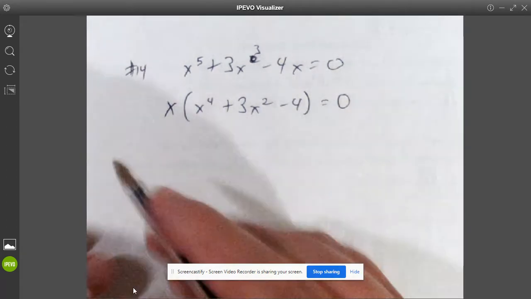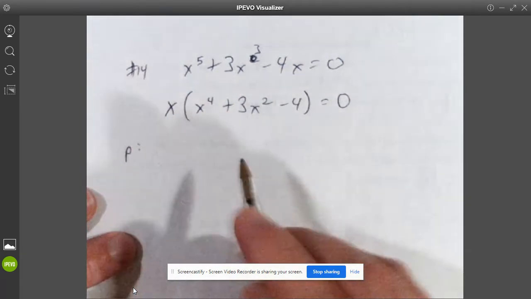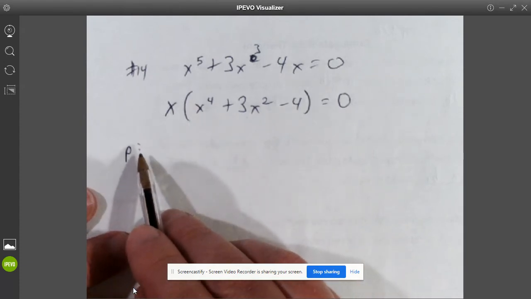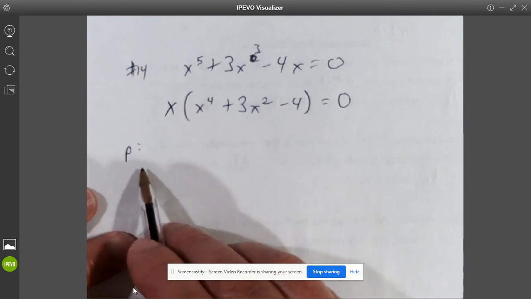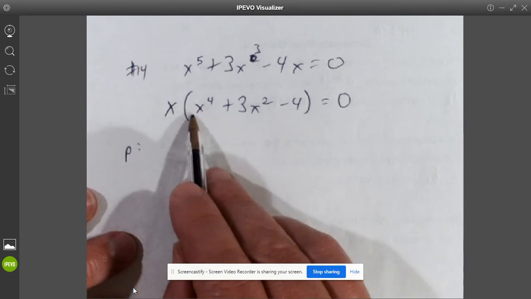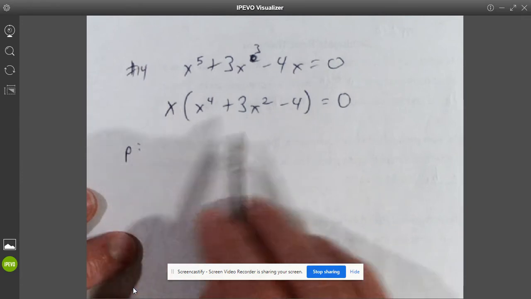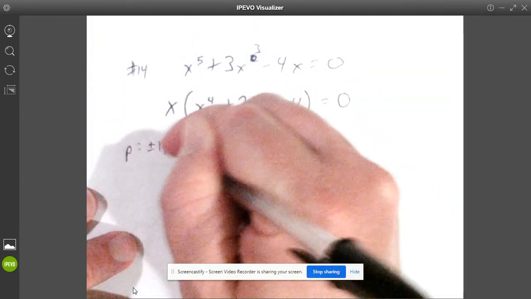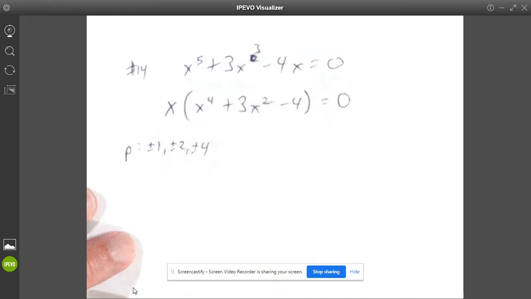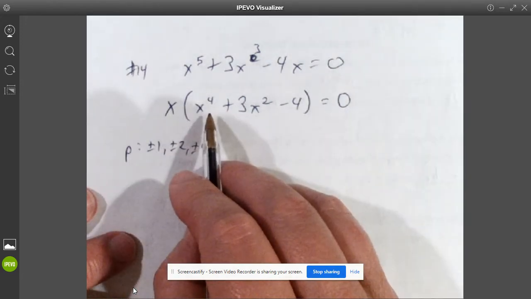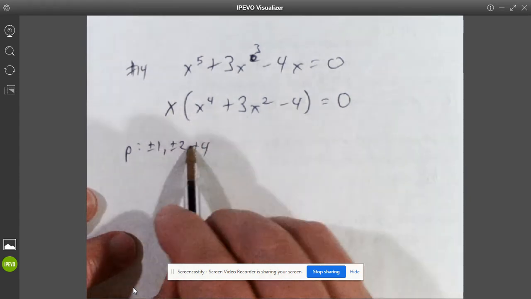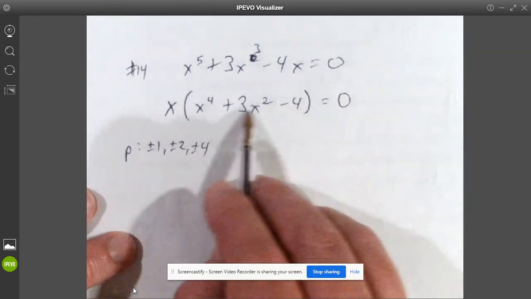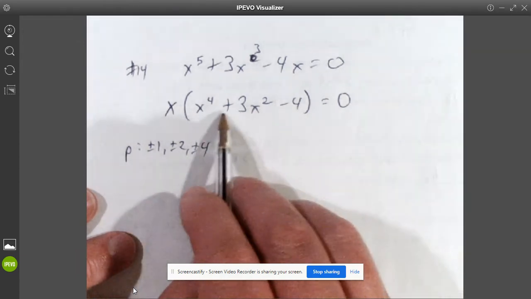So let's come up with our P and Q list. And like we talked about in the notes, since Q is 1, I really don't have to look at P over Q. I can just look at my P list, because P over Q would be P over 1. And so my P over Q list is going to be the same as my P list, which is all my factors of -4. So positive and negative 1, 2, and 4. My other 4 roots, the rational ones, they might all 4 be rational, or I don't know, but I know they're in this list.